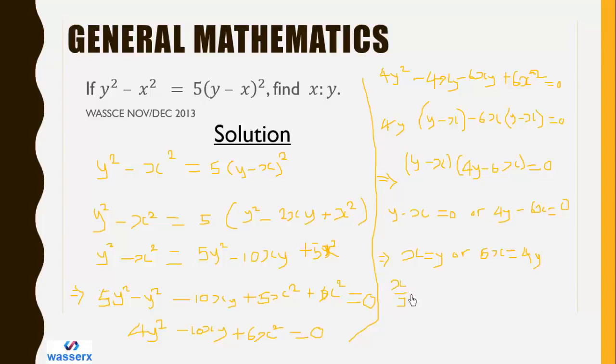Now x over y is equal to 1 over 1, or x over y is equal to 2 over 3. So the ratio x is to y is equal to 1 is to 1, or x is to y is equal to 2 is to 3.